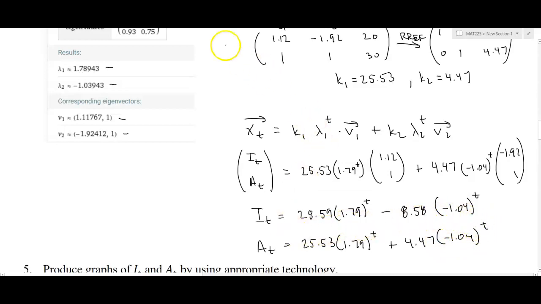So one thing that we should notice already is that as t approaches infinity, the term that has the largest base is going to be dominant, right? Now we're not saying that these terms go to 0, but negative 1.04 to the t will be negligible in comparison to 1.79 to the t for very large powers. So we're going to say that this is negligible. We're going to say that this is also negligible.